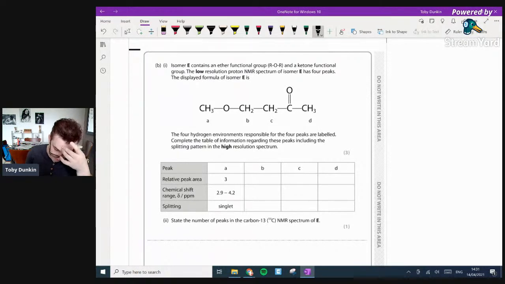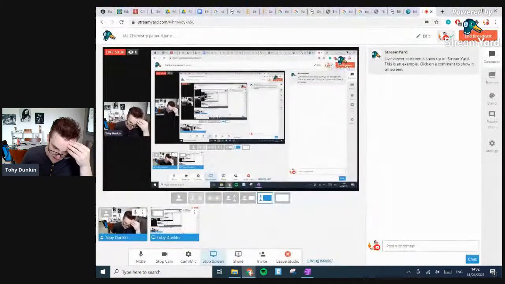B is going to be a triplet. The reason being is the carbon next door has 2 H's on it, so it's going to split that peak into n+1, so 3. It has a relative area and integration of 2. And its chemical shift is going to be the same as the chemical shift for the previous group, I believe, because it's also on the ether group. So its shift should be the same, I believe, but let's just check. I'm pretty sure it's going to be the same.